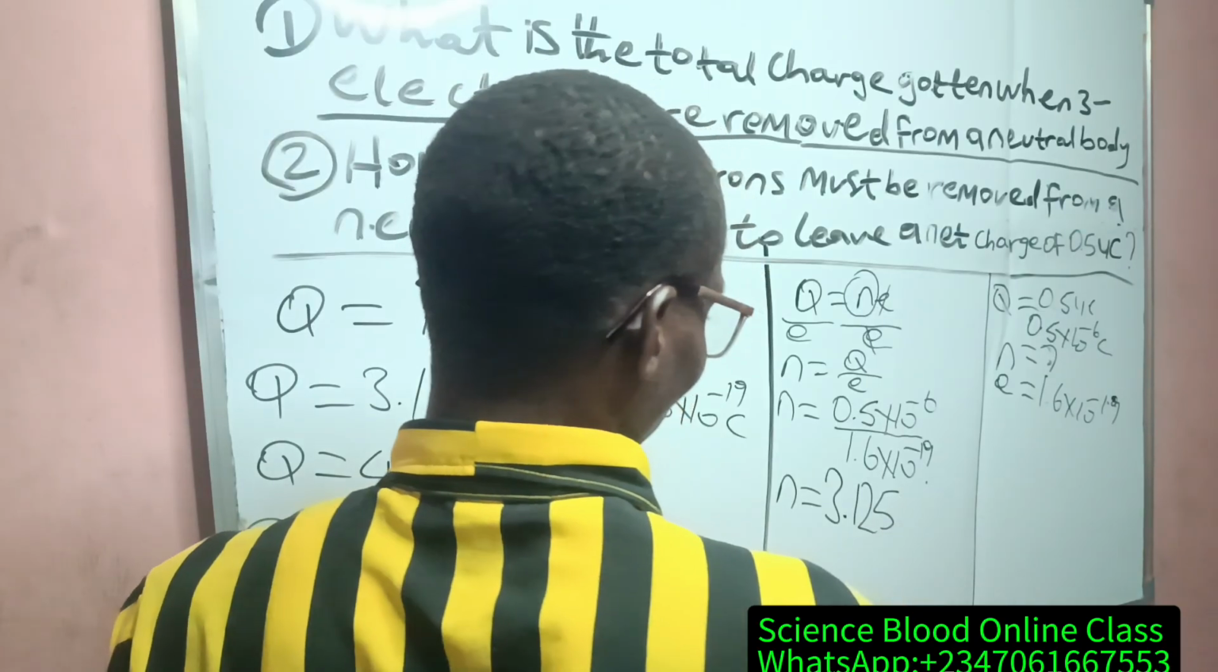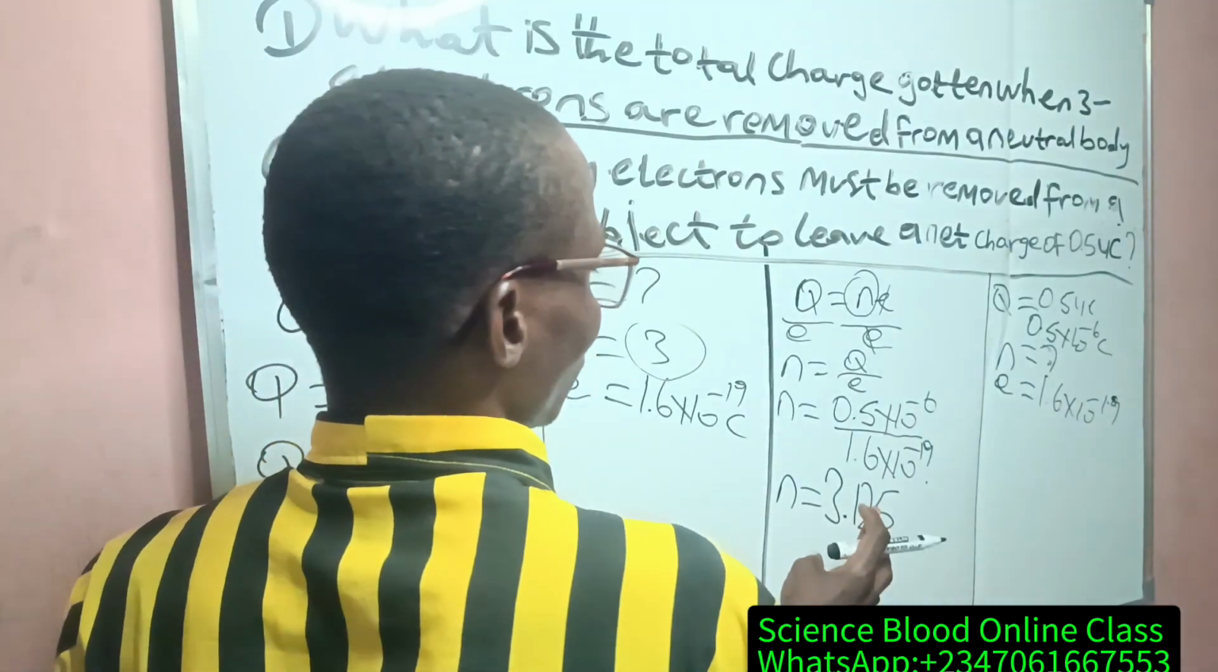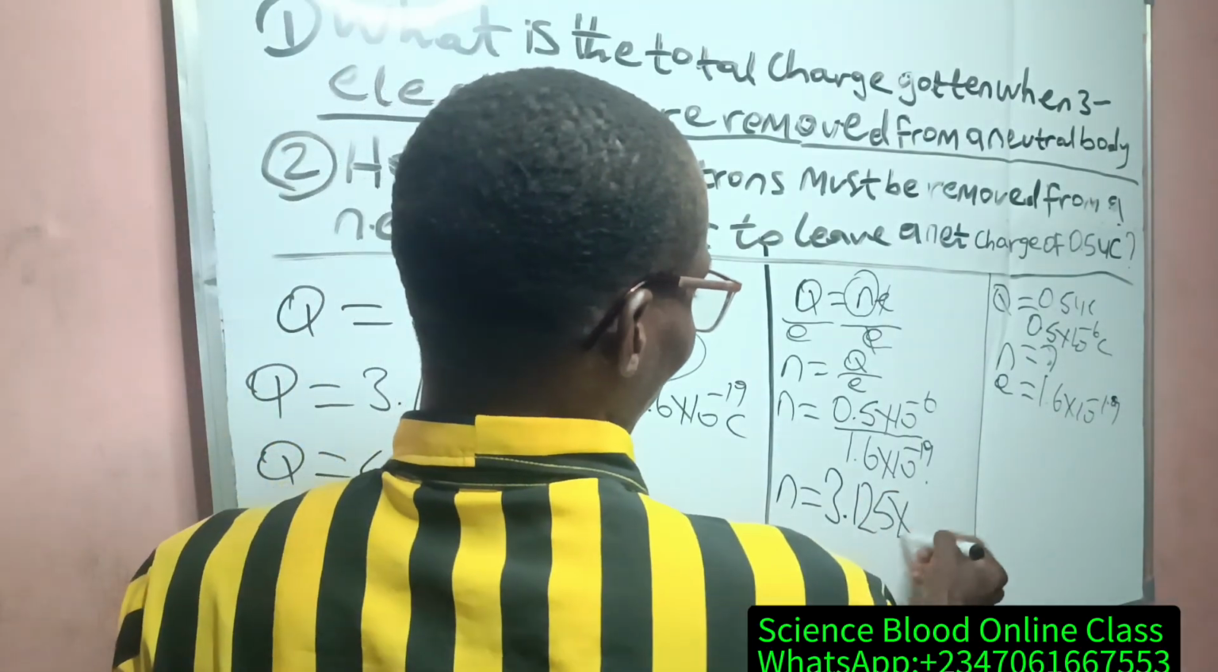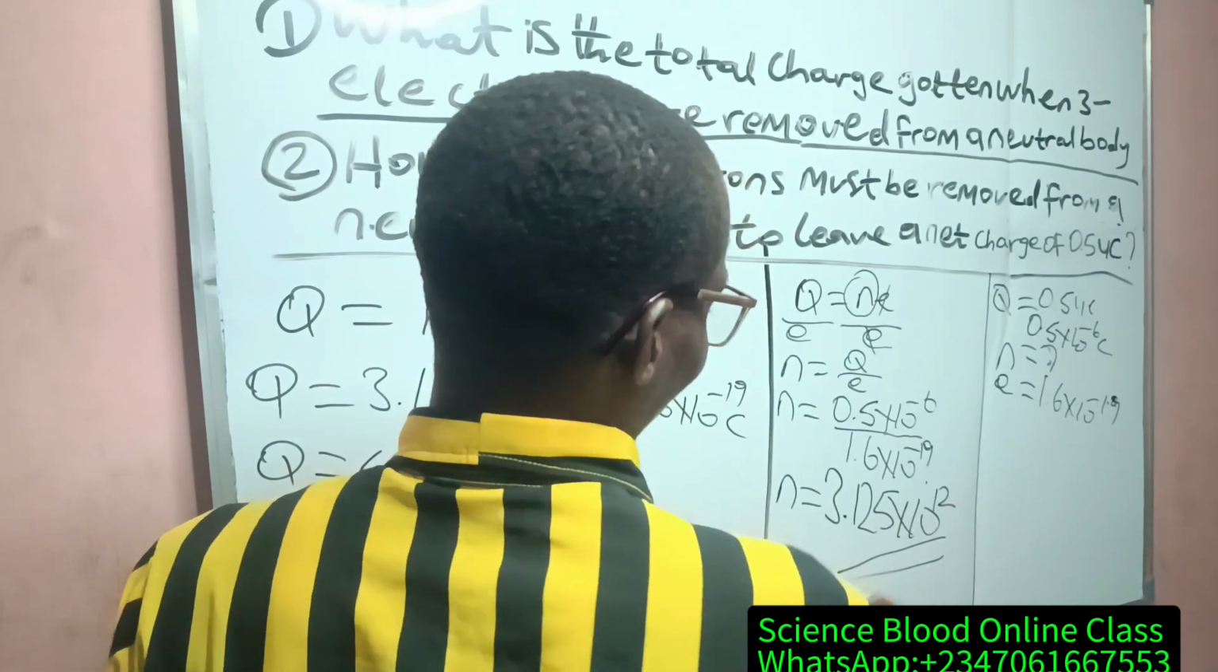3.125 times 10 raised to power 12. This is the final answer for question number 2.